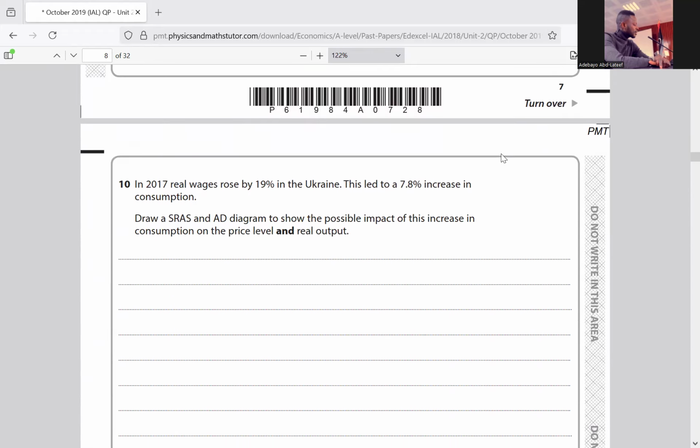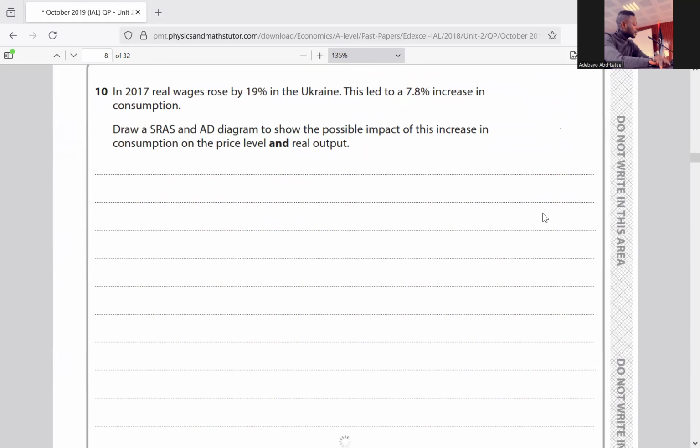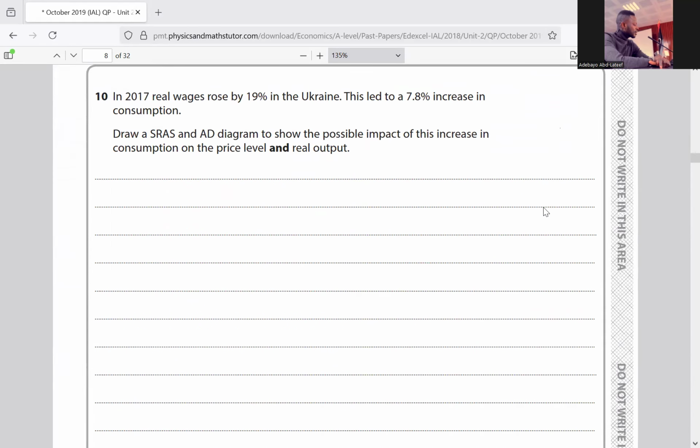For question 10, in 2017, real wages rose by 19% in the Ukraine. This led to a 7.8% increase in consumption. Draw a short-run aggregate supply and an aggregate demand diagram to show the possible impact of this increase in consumption on the price level and real output. Consumption is a component of aggregate demand, which simply means spending on goods and services.